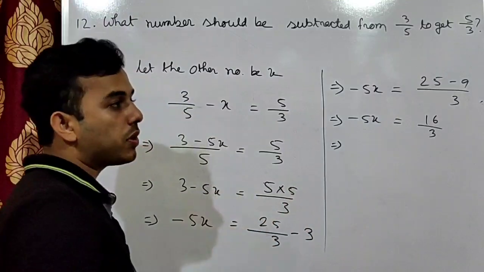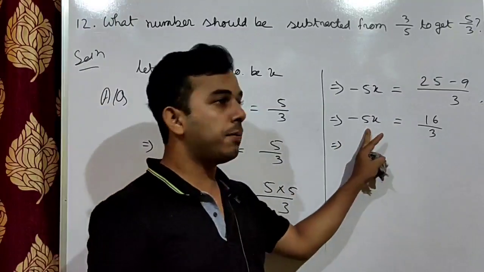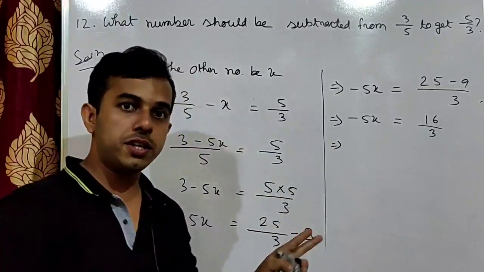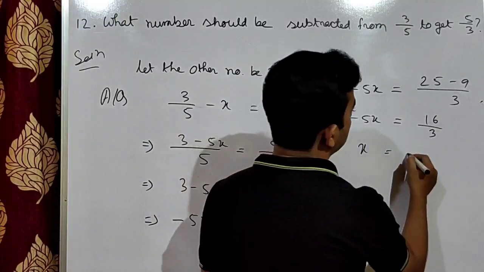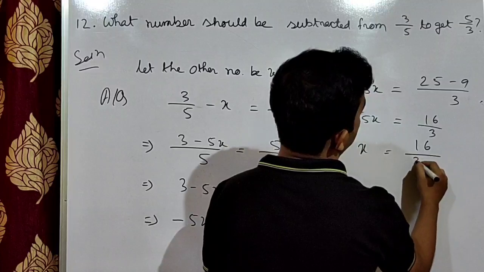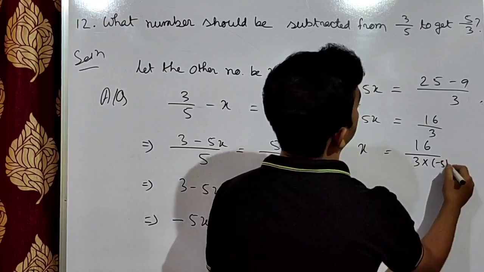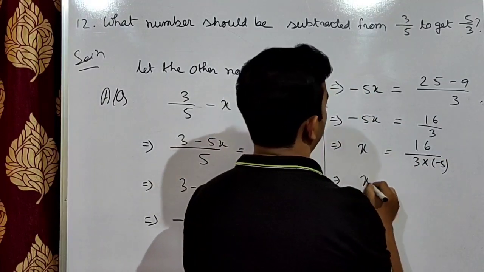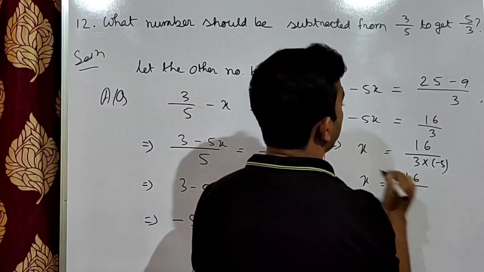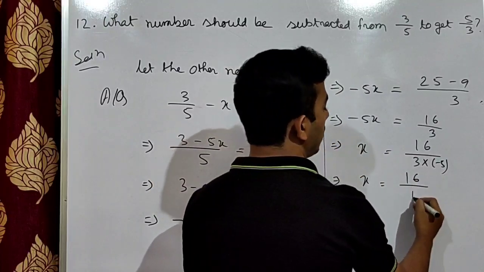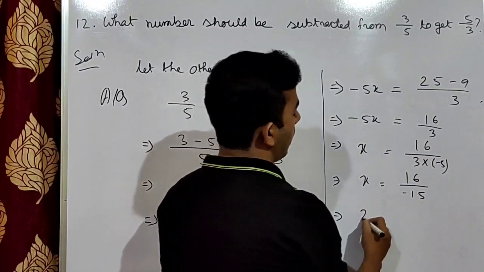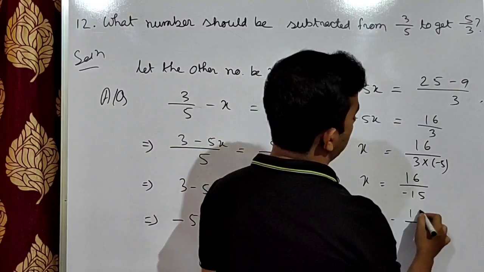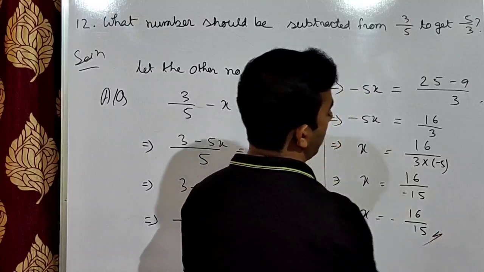What will be our next equation? Look, here x is multiplied with minus 5, so when we change the sign, it will get divided. So it will be x equals 16 by 3 into minus 5. 3 into 5 is 15, so 3 into minus 5 is minus 15. So x equals minus 16 by 15.